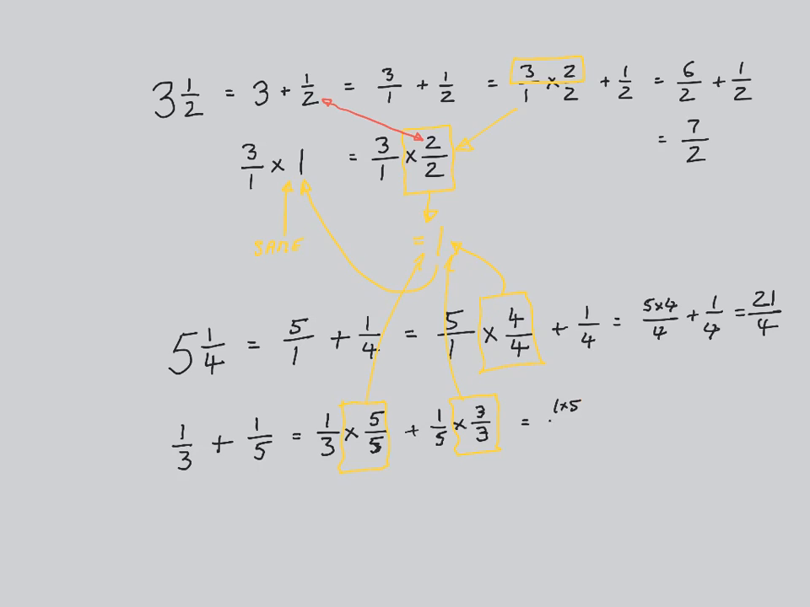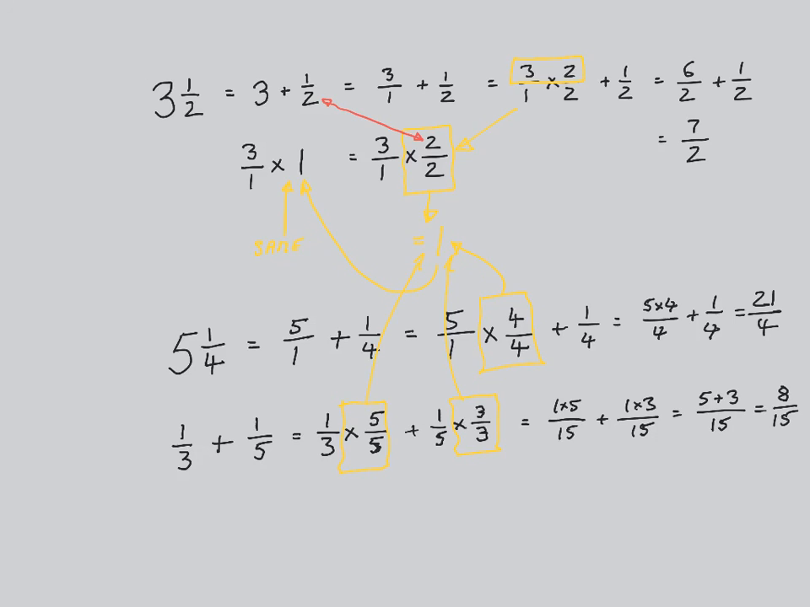So now I've got 15 on the bottom of both my fractions, and I can say that I've got 1 times 5 on the top of the first and 1 times 3 on the top of the second, which means that I have got 5 plus 3 over 15, or 8 over 15.